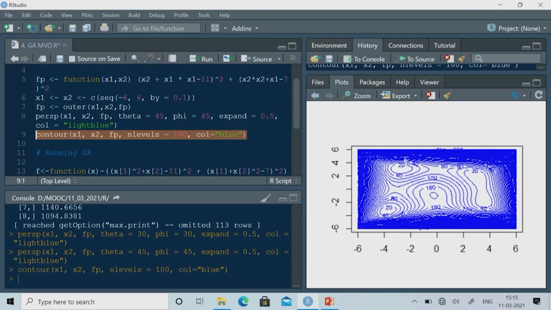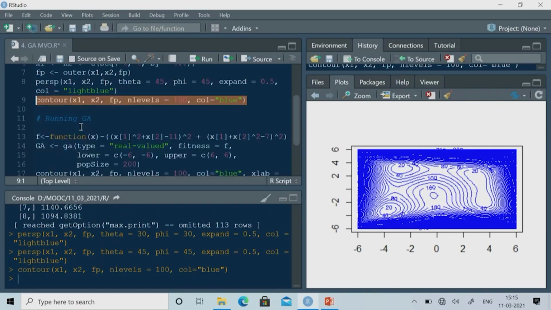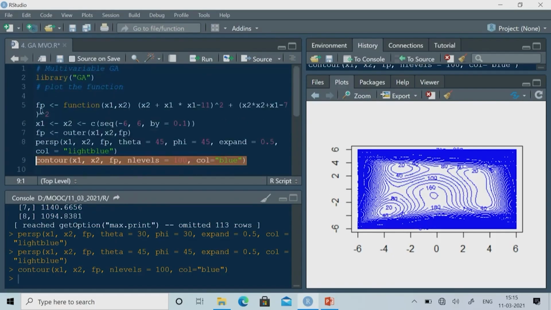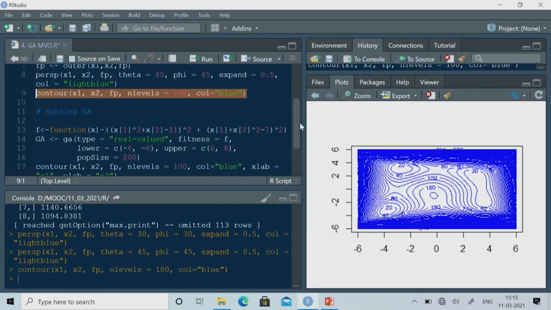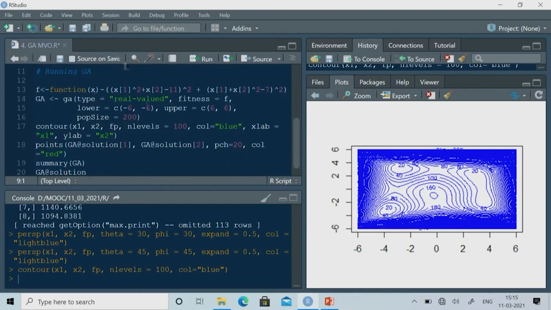So, you can see from this contour map that there are a total of 4 optimal solutions, one in each quadrant, that is first, second, third and fourth quadrant, and once you apply GA, you will get one of them. So, the lines I have executed so far are just to plot this particular function, but now I will execute the GA.